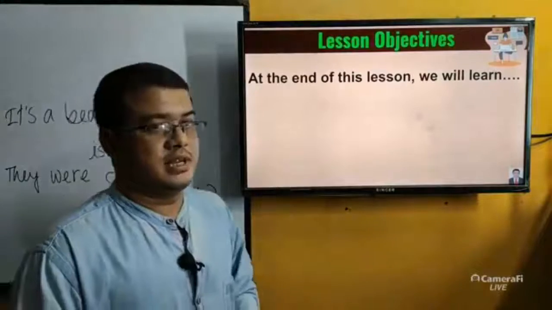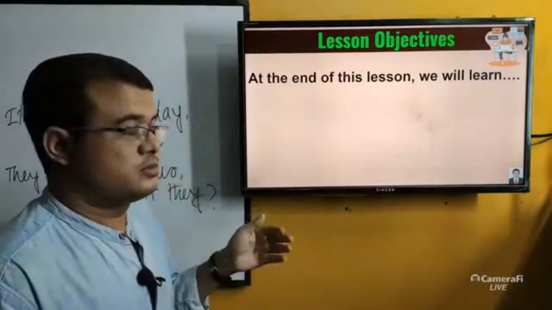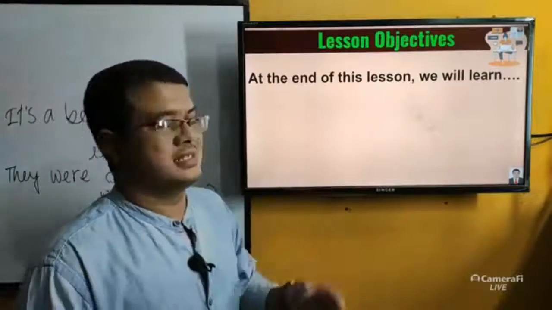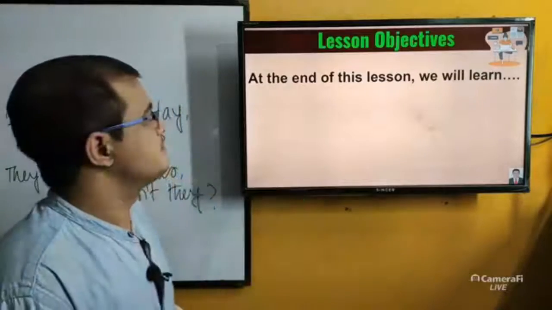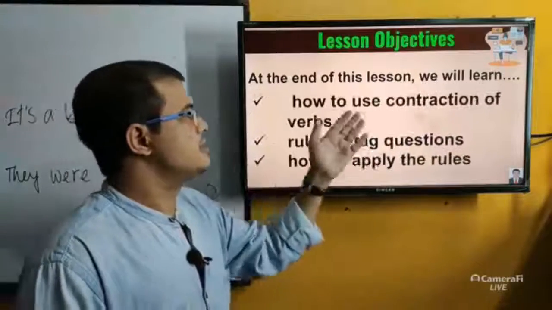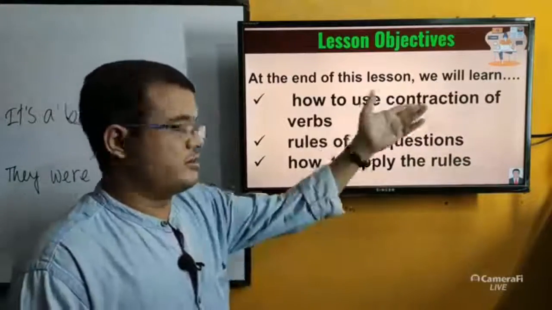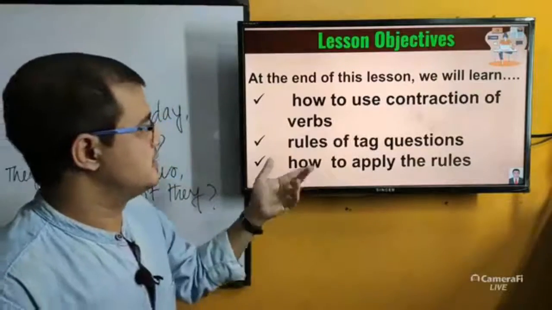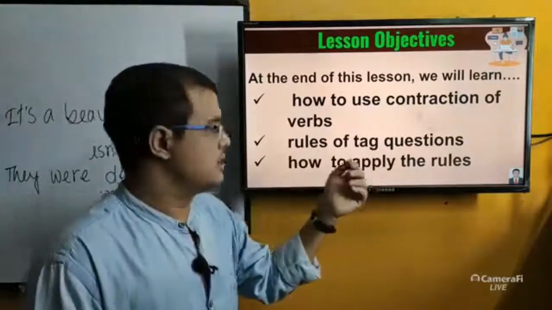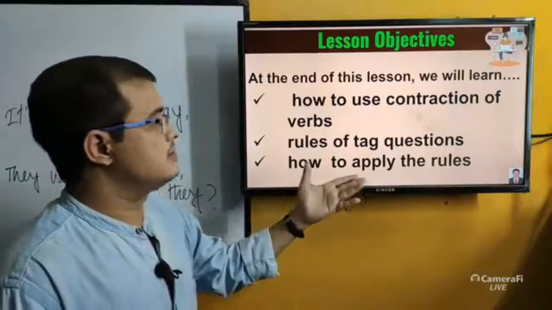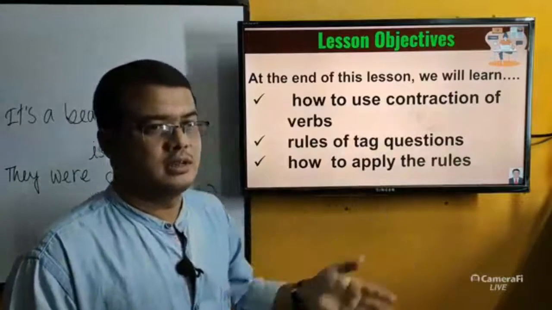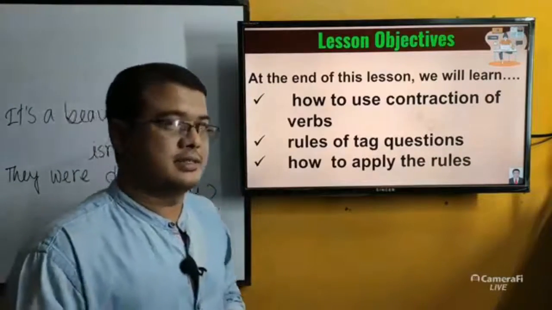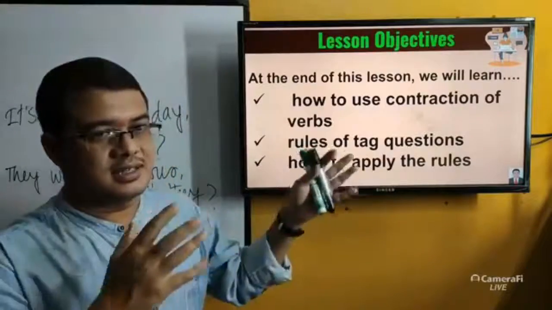Lesson objectives, I mean learning outcomes. At the end of this lesson, we will learn how to use contraction of verbs, I mean short form of verbs. Then we will also learn the rules of tag questions. Then we will also learn how to apply the rules in a context, I mean in a passage or in a sentence.